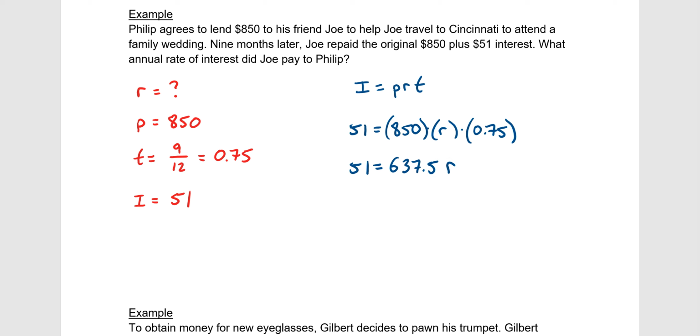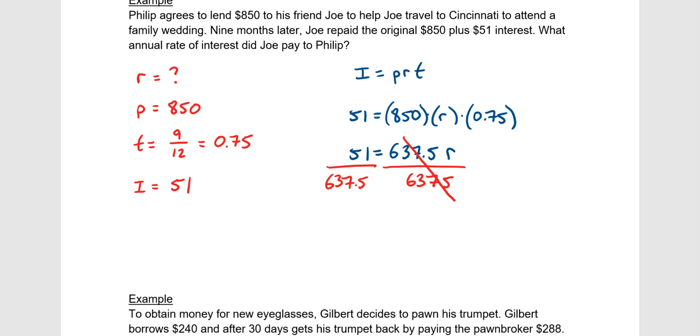In order to find R, what we have to do is the opposite operation that's being done for that 637.5. 637.5 is being multiplied by R. So in order to get rid of that, we have to divide it off to cancel it, because anything divided by itself is 1. And then we have to do that to both sides of the equation. And we end up getting R equals 51 divided by 637.5, which is 0.08.